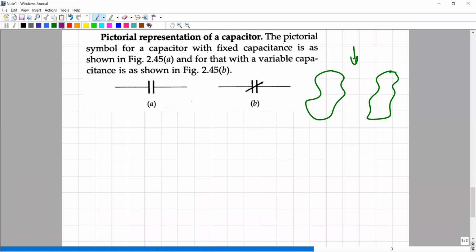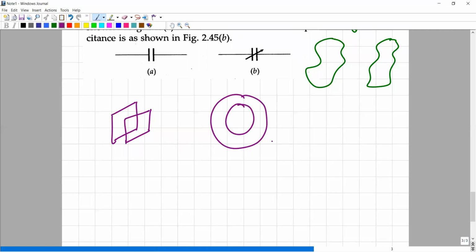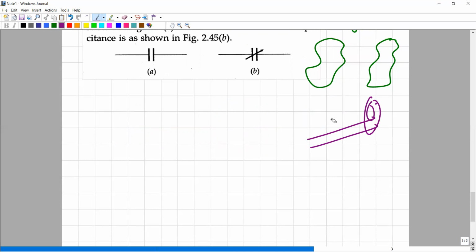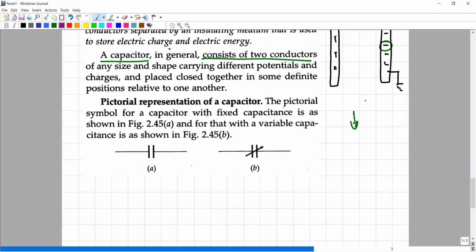In this chapter further you will learn about different types of capacitors, like a parallel plate capacitor. This is a parallel plate capacitor. You may have a spherical capacitor where there are two conductors like concentric spheres. You may have cylindrical capacitors, again concentric cylinders. Okay, many different types of capacitors, but they all have the same thing: it has to be two conductors of any shape and size and carrying different potential and charge.